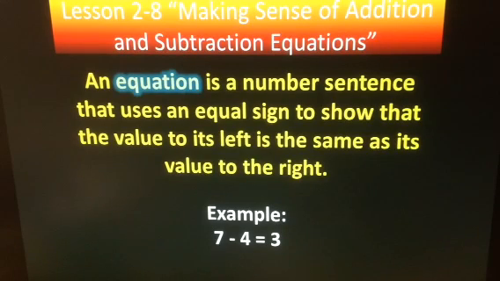Hello, this is lesson 2-8, making sense of addition and subtraction equations. An equation is a number sentence that uses an equal sign to show that the value to its left is the same as its value to the right. We talked about how equation, that word, is related to the word equal. It even sounds a little bit like equal.